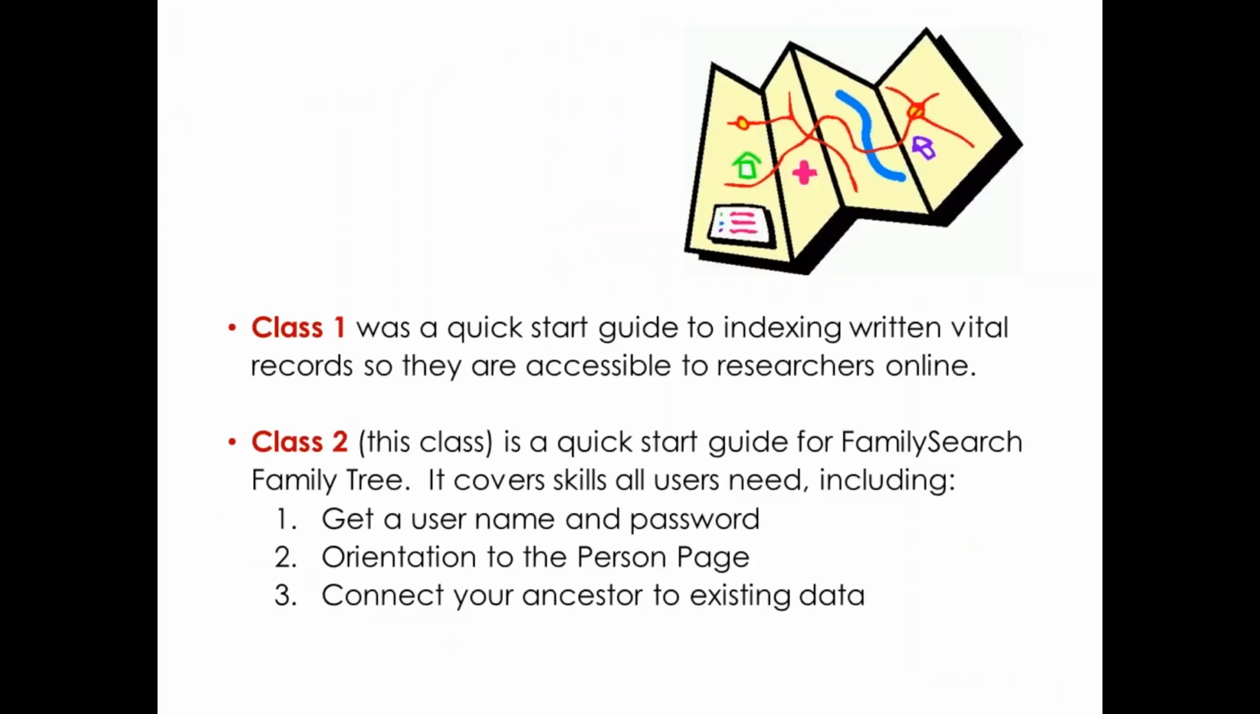Welcome everyone. In Class 1, we were introduced to indexing written vital records so that they are accessible to researchers like us online. And in this class, which is a quick start guide for FamilySearch Family Tree, we're going to cover essentially three things that all users need to know. We're going to talk about getting a username and password. We're going to complete an orientation to the person page where the majority of work in FamilySearch is actually completed. And we're going to learn about connecting your closest deceased ancestor to existing data that's already in the database.